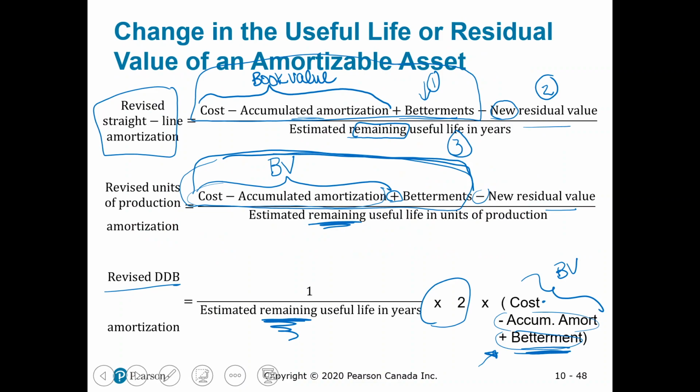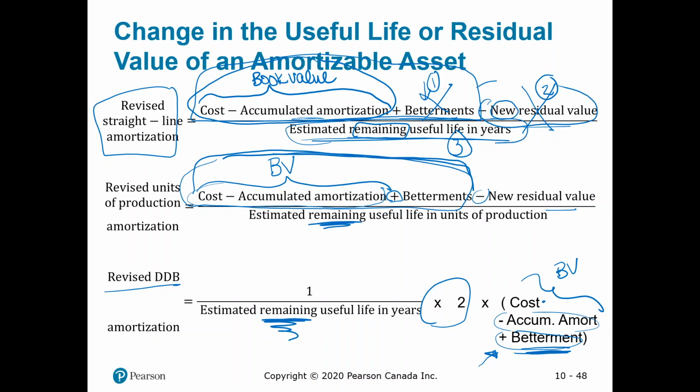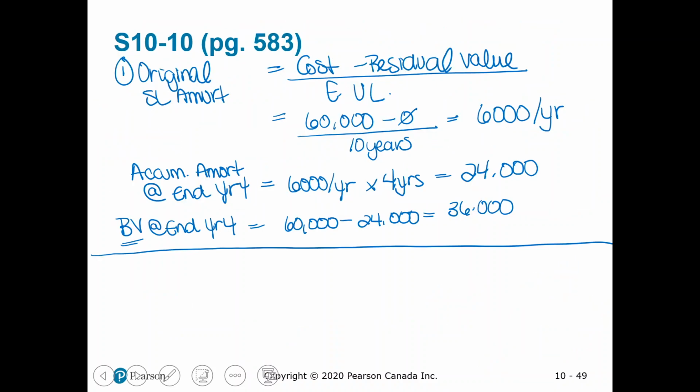So if we're using straight line, we could look at this first formula at the top there. So we've figured out our cost minus book value. In this case, we don't have a betterment, so we don't need to worry about that. Our new residual value, well, it doesn't say that that changed. It's just our useful life. So this is still 0. So basically, we just say, well, what is our book value? And divide that by this new estimated remaining life, because that is what's changed.